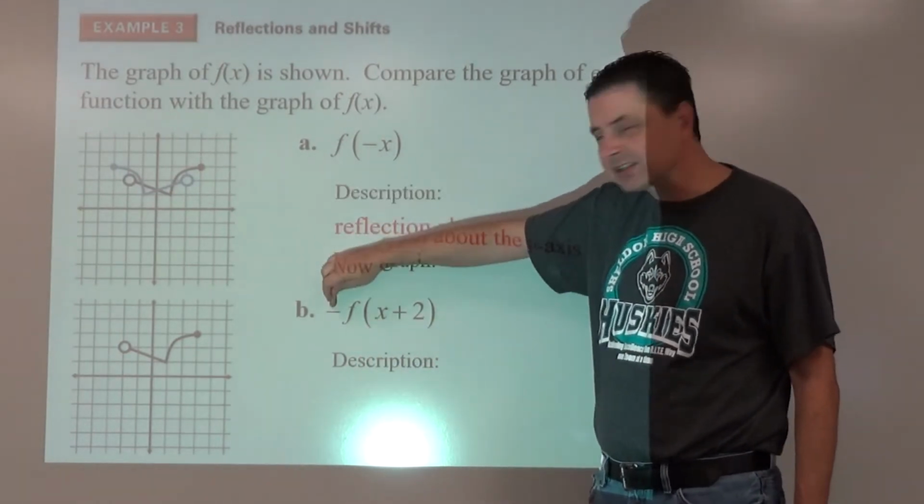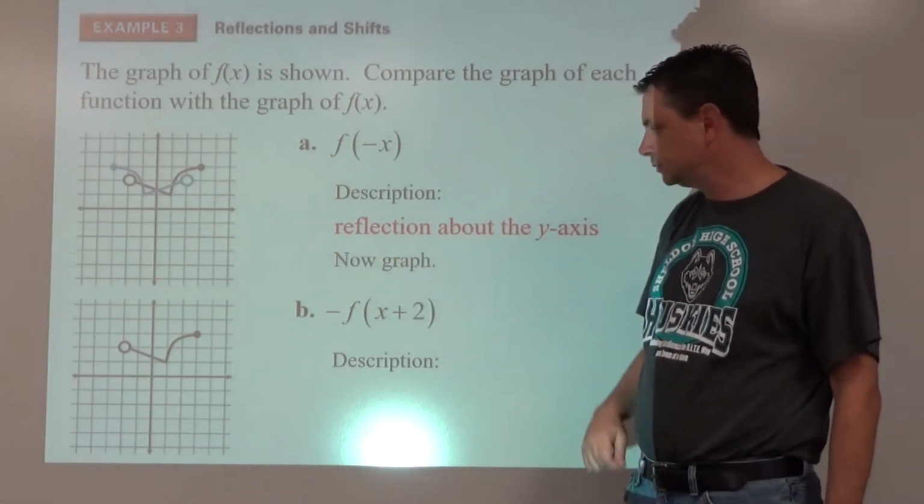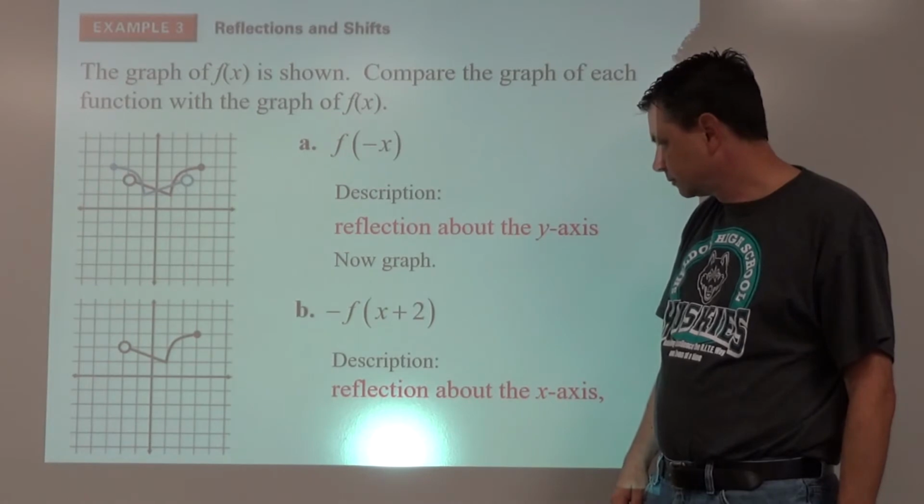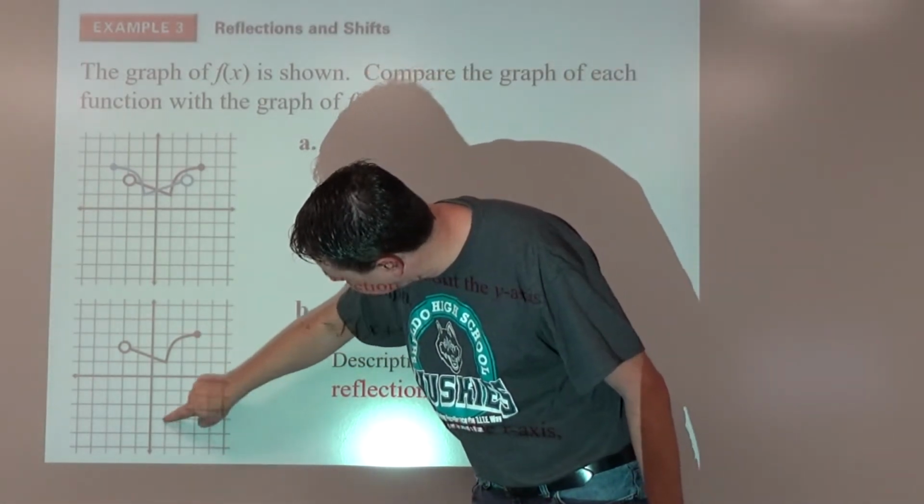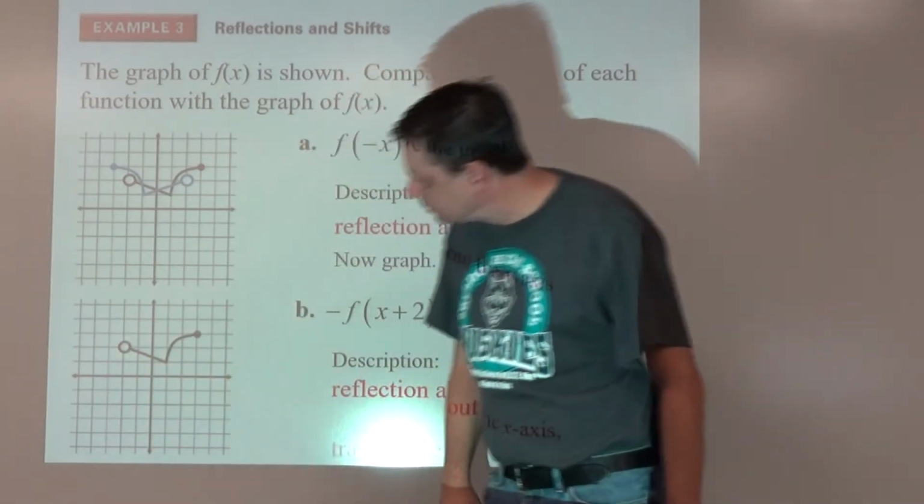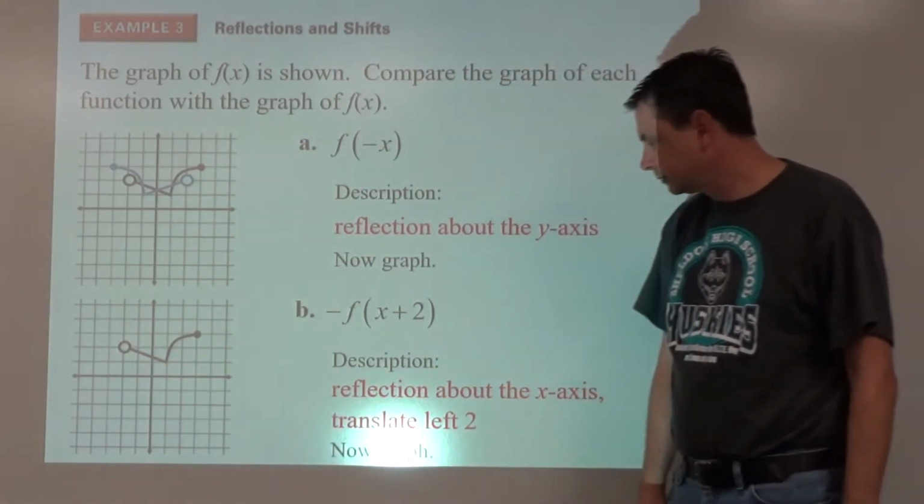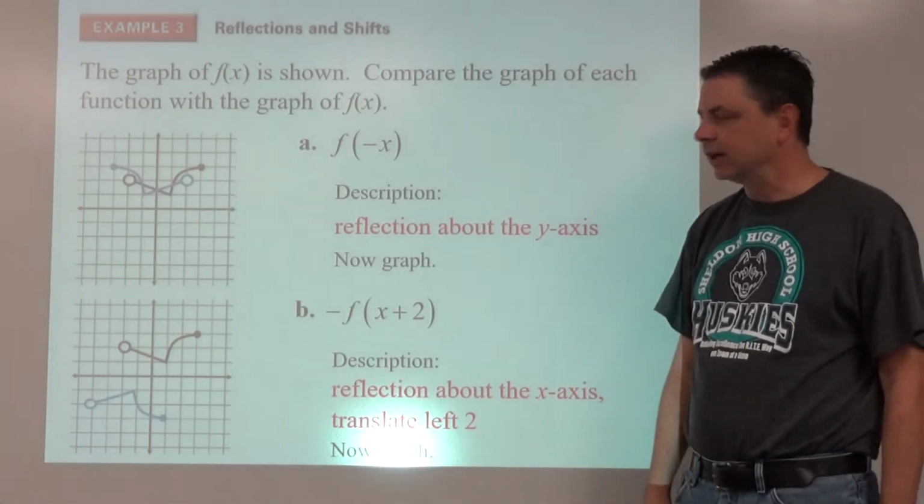So we're going to reflect across the x-axis. We're going to shift left 2. So flip the point across and left 2. Flip the point across, left 2. Flip the point across, left 2. And there's where we end up.